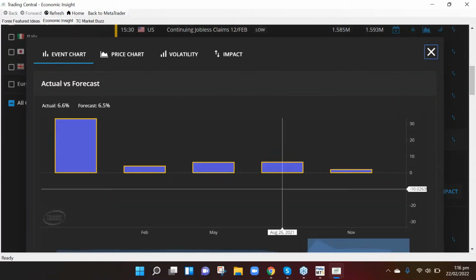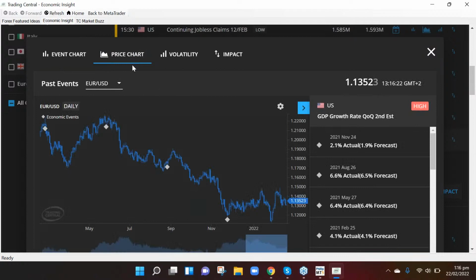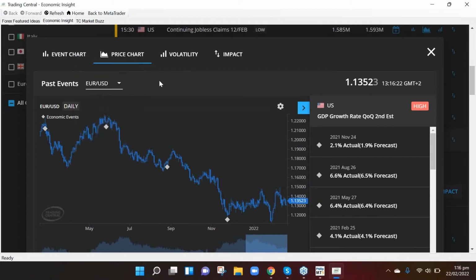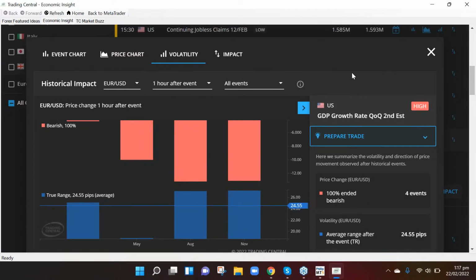So if we click on the event chart, you're going to see the actual against forecast. If we click on the price chart, you get to filter through the different currency pairs that are actually affected by this particular event, and check what was the event price in the past. And now we are coming to, I believe, the most interesting tab, which is Volatility.